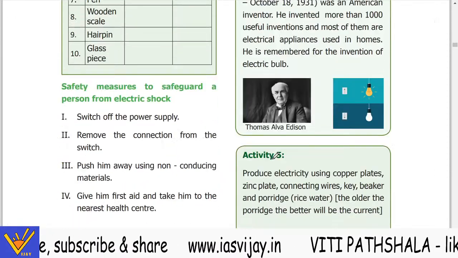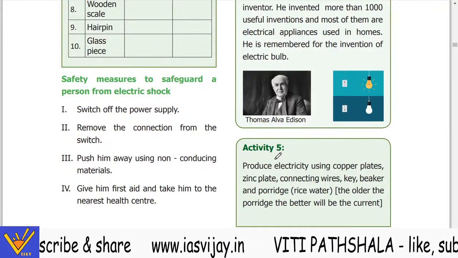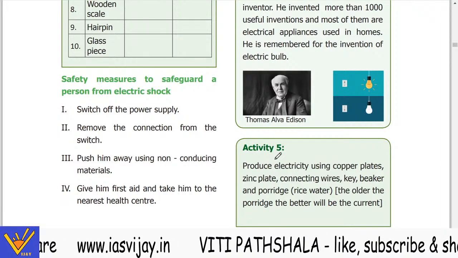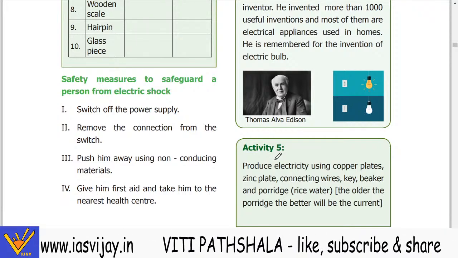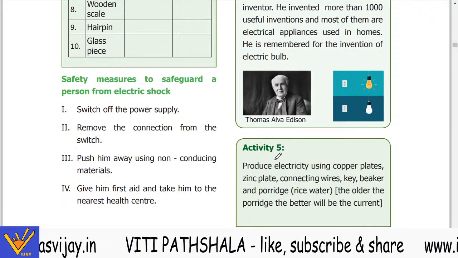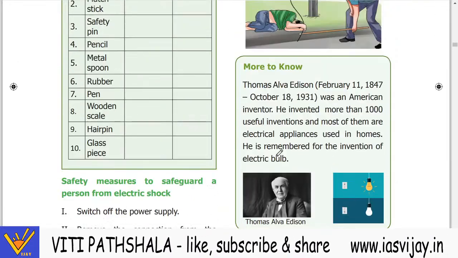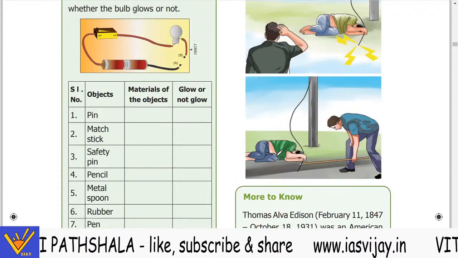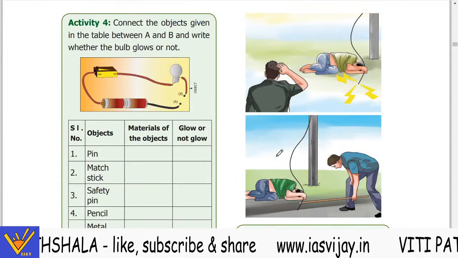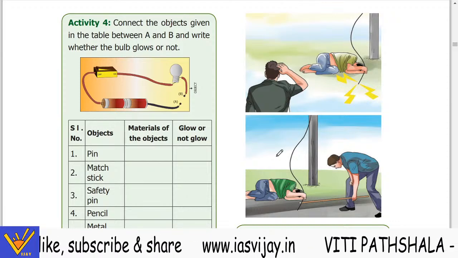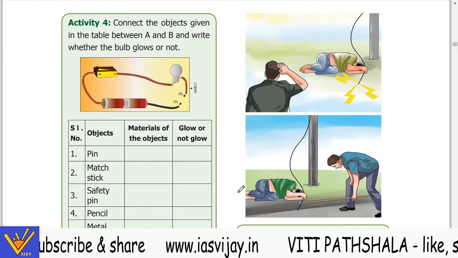Now, safety measures to safeguard a person from electric shock. Switch off the power supply, remove the connection from the switch, push him away using a non-conductive material, give him first aid and take him to the nearest health center. These are small things we all know, like how to touch an electric pole and how to save a person.